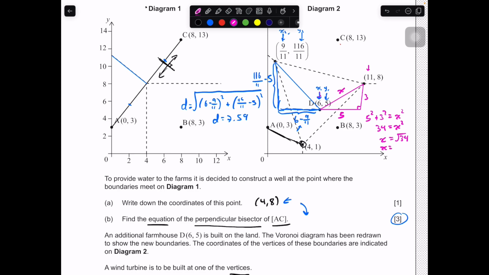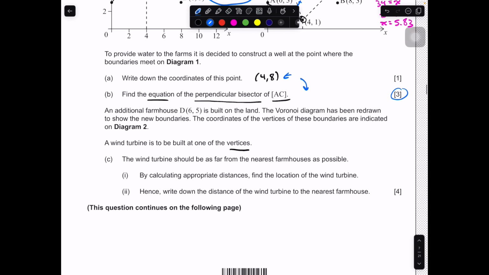Let's convert this to a decimal, and this itself is equal to 583. So comparing these, this is the one that would be furthest away, and it suggests that we should build our turbine right at this location, right here. Wind turbine should be as far from the nearest farmhouse as possible. By calculating appropriate distances, find the location of the wind turbine.